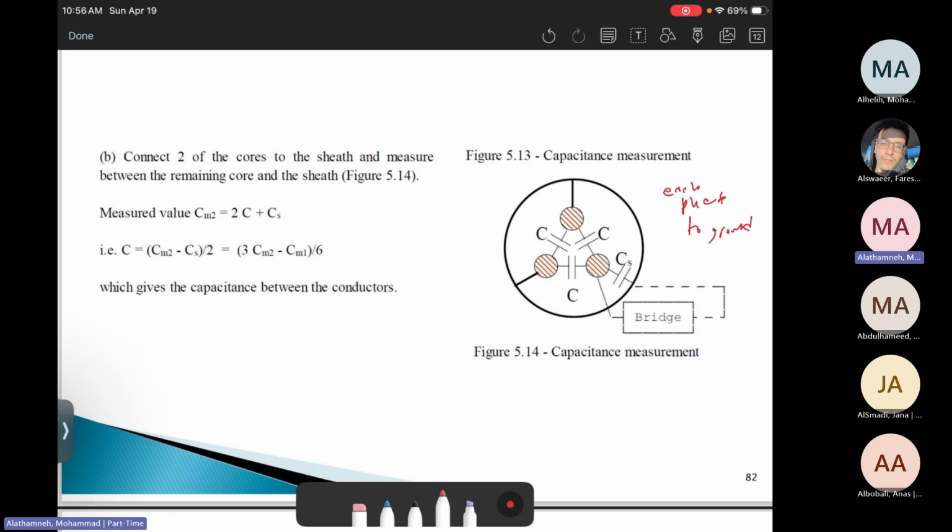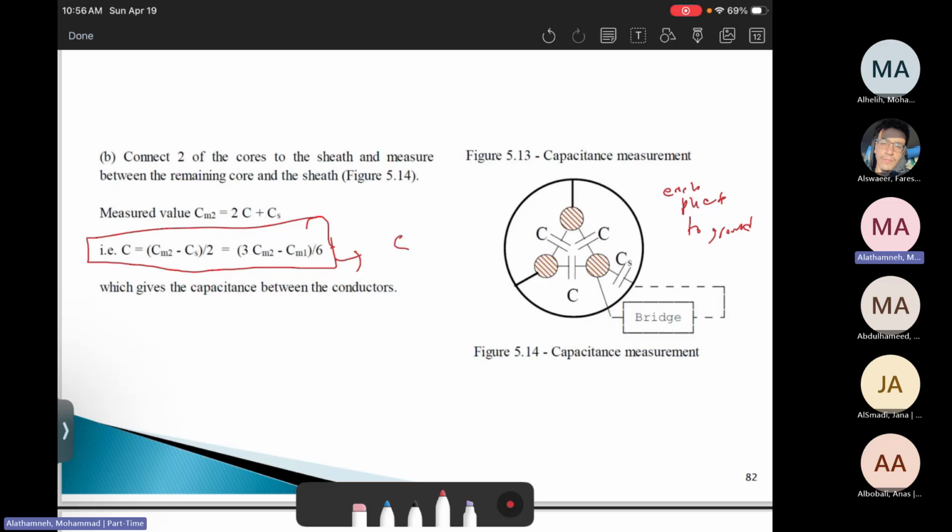So as a result, this is the formula that you need to use. You can write it in your note sheets because this is a very important formula. Then you can solve the question using this. This is to calculate the capacitance for C.